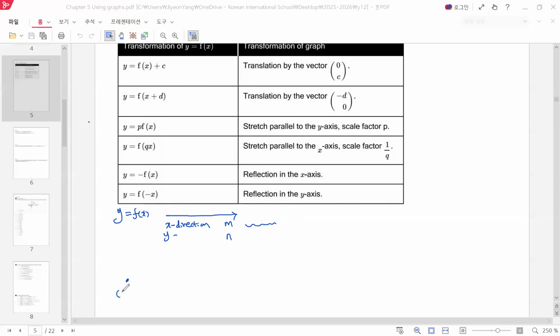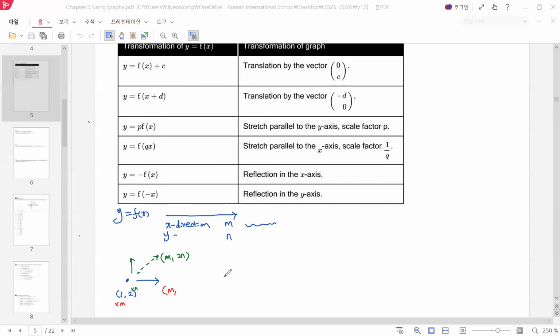There is a coordinate (1, 2). If I stretch it in the x direction with scale factor m, it means multiply by m, right? So it's going to be m. Stretch it in the y direction, it's going to be times n. So it's going to be stretched in this way. So (m, 2n).